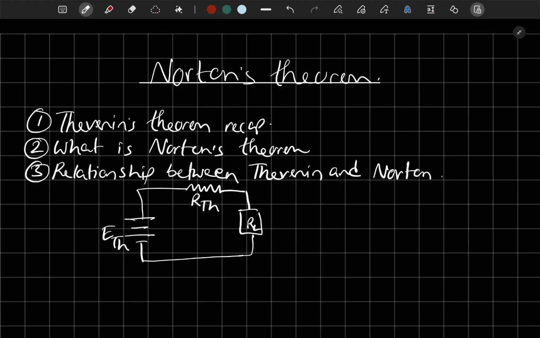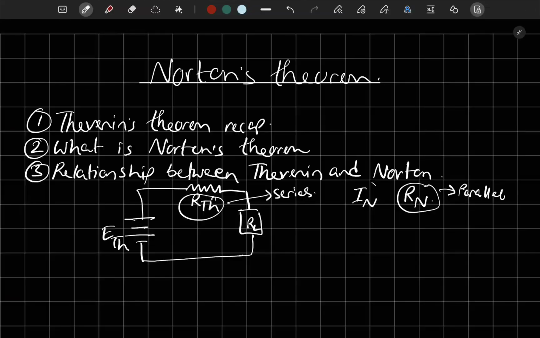Now we will start with Norton's theorem. Norton's theorem is the same as Thevenin, but this time we're simplifying the circuit into an equivalent circuit with a single current source. So we would have an IN and a single parallel resistor, so RN. Okay, remember this time it's a parallel resistor, while RTH was series. That's the key difference. And also this is a voltage source, and this is a current source.